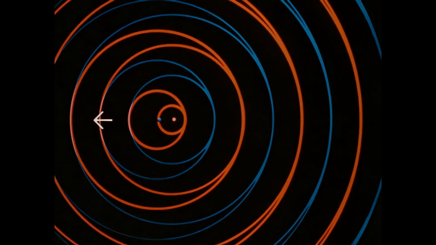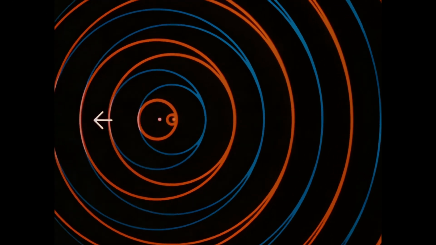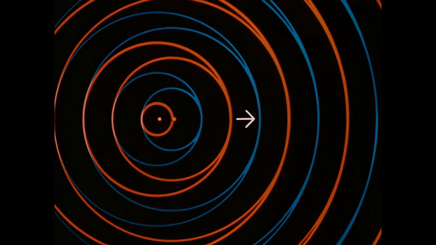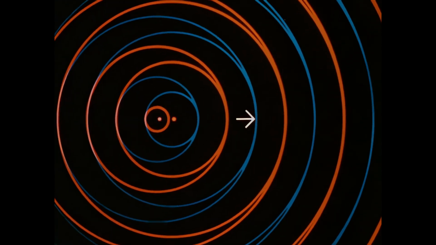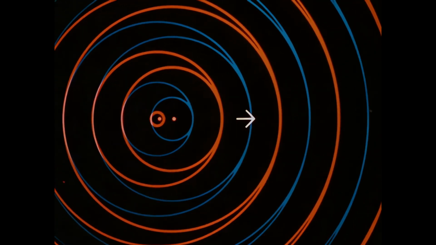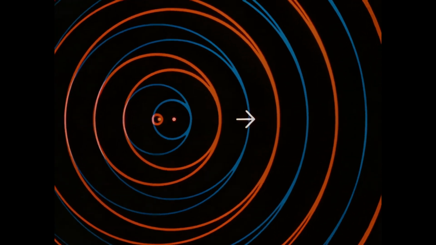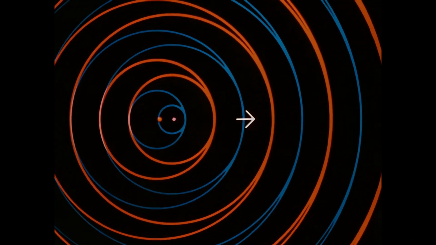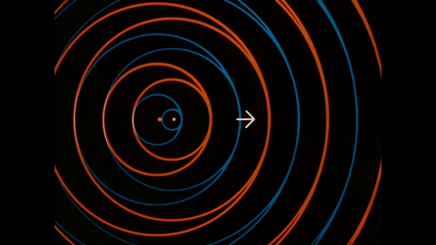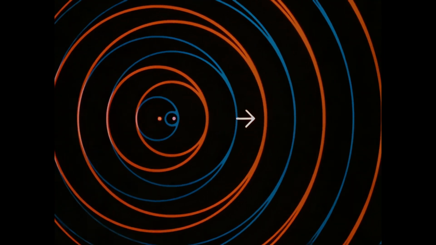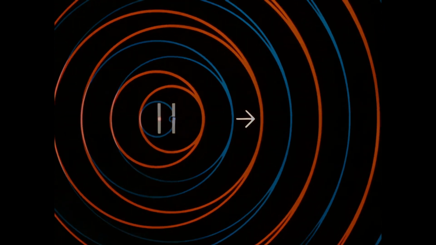Notice that in this direction, the waves cancel each other out, while in this direction, they reinforce each other. Unidirectional radiation is thus achieved by adding a reflector a quarter of a wavelength from the dipole. And the polar diagram shows how the radiated energy is now concentrated into one lobe.